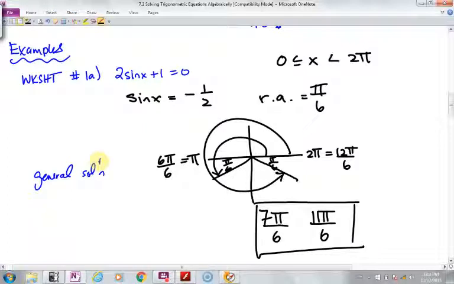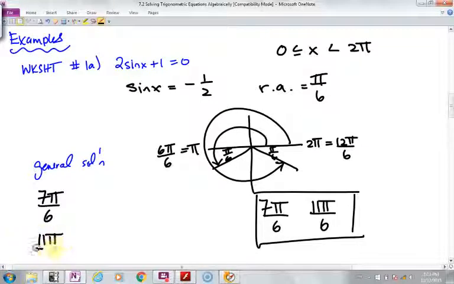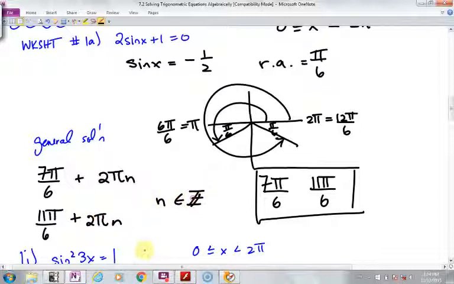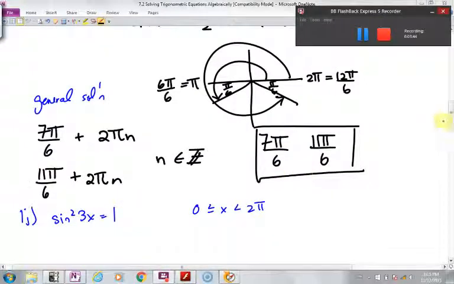The general solution: I take all the solutions on the first period, which is 7 pi by 6 and 11 pi by 6. And what do I add to those? Multiples of 2 pi, where n is an integer. And that's the general solution. Questions about that? And you need to get used to that.